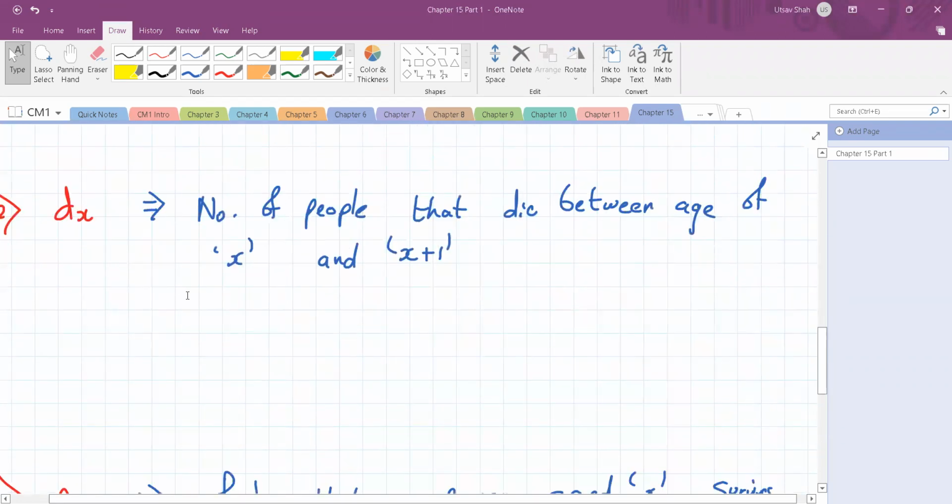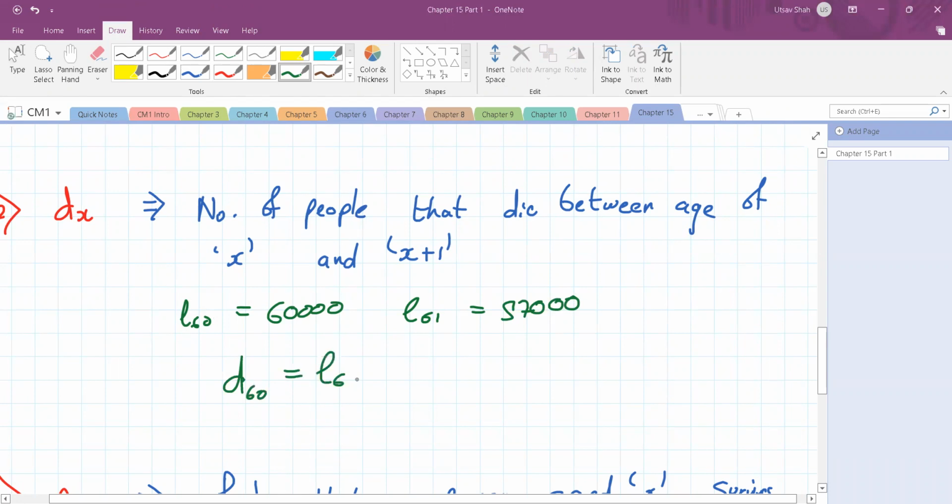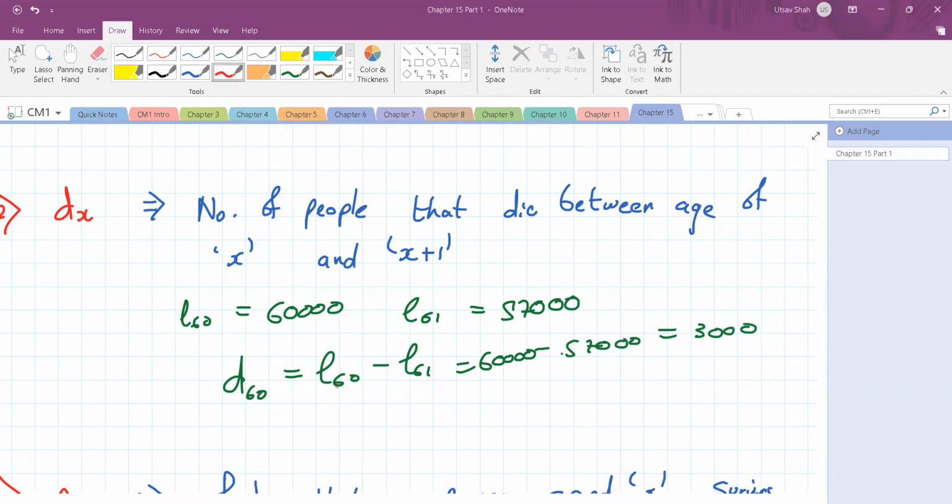Okay. How do you calculate this dx? Assume that at L60 there were 60,000 people. At L61 there were 57,000 people. Then how many people died between the age of 60 and 61? So D60 will be L60 minus L61. So 60,000 minus 57,000 equals 3,000. So from this, what do you understand? That dx equals Lx minus Lx plus 1.